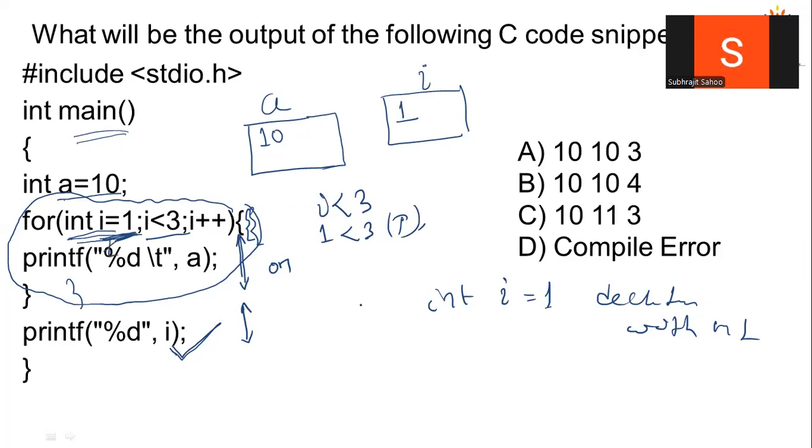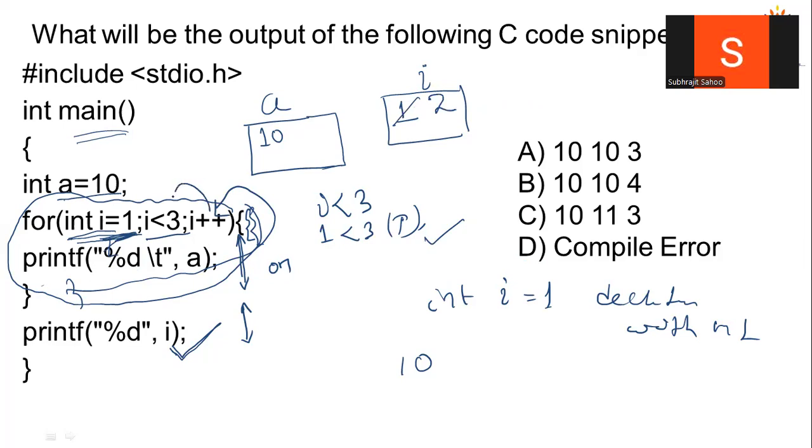What is inside? Print the a value. What is the a value right now? 10, or not? Observe the a container, 10. You will use 10. Next, what will happen? Here there is no semicolon, so this block is executed. After this, the bracket is there, so again it will go to the updation statement, i plus plus. i plus plus means i will increase to 2.